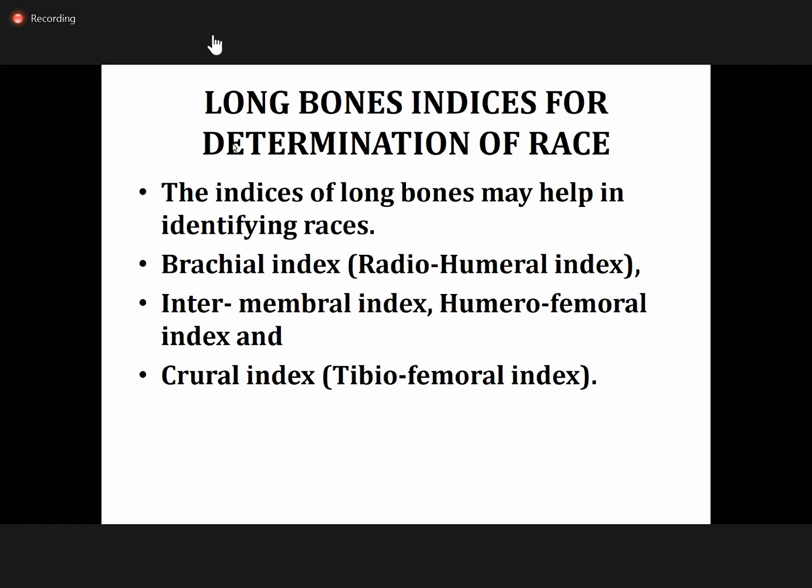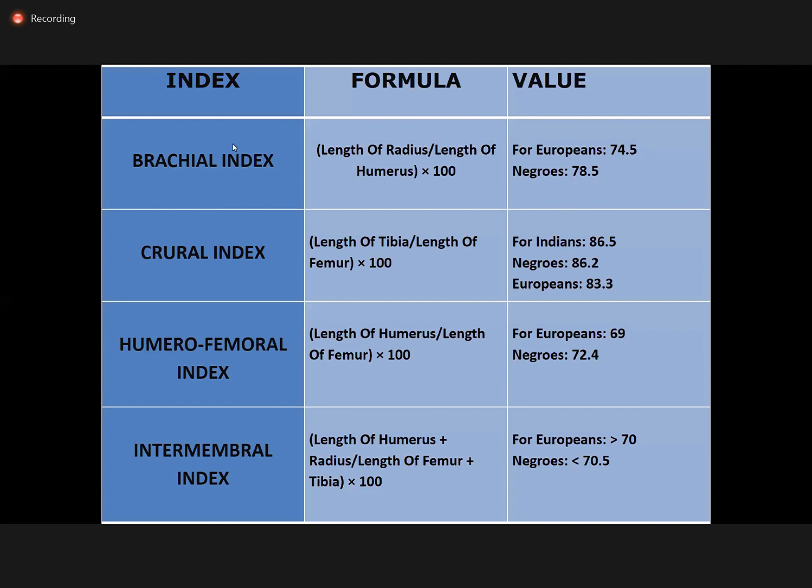Then the bones of the limbs may help in identifying the sex, and these are known as indices, such as the radial index. You just have to memorize the particular index used to determine race, sex, or age. This is given in a tablet form, so you can very easily take a shot and it will be helpful.